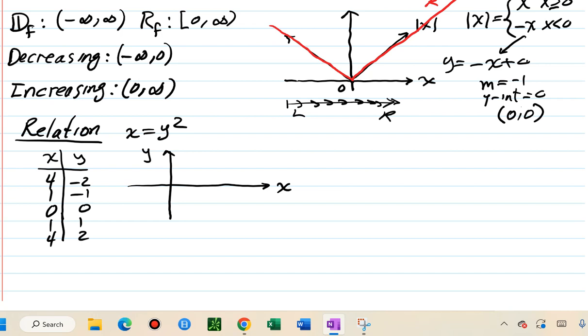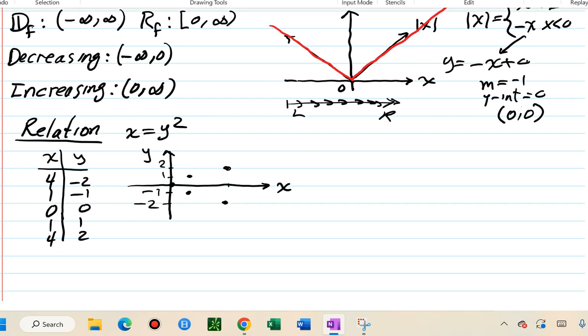So when y is negative 2, let's say here's 1, 2. When y is negative 2, x is 4. Here's 1 point. When y is negative 1, x is 1, 0, 0. And then 1, 1, and 2, 4. So when y is 2, x is 4. There you go. So I've got these 4 points, right?